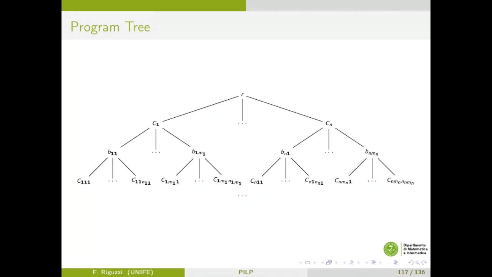Each clause C1 has a number of hidden predicates in the body, B11, B1, M1. Each is defined by a set of clauses. And the predicate appearing here does not appear anywhere else. So they have a hierarchy.